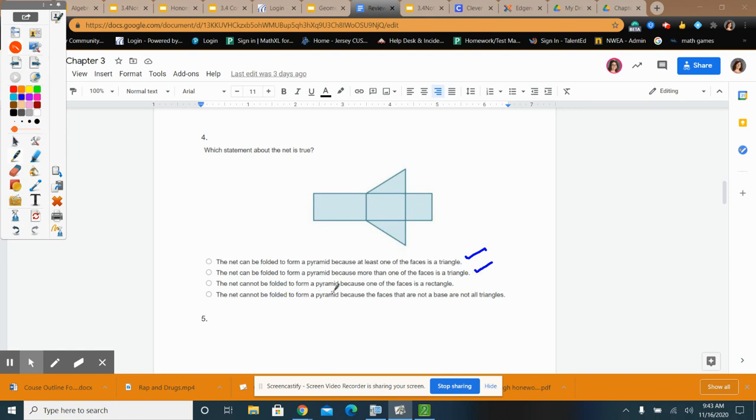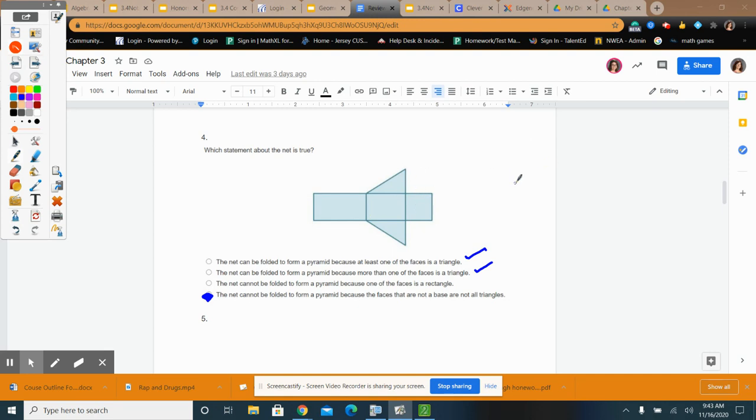It cannot be folded into a pyramid because one of the faces is a rectangle. Well, you could have a rectangular pyramid, so I don't think that's it either. But it's because the ones that are not bases are not triangles. That's the rule. What is this guy going to be?